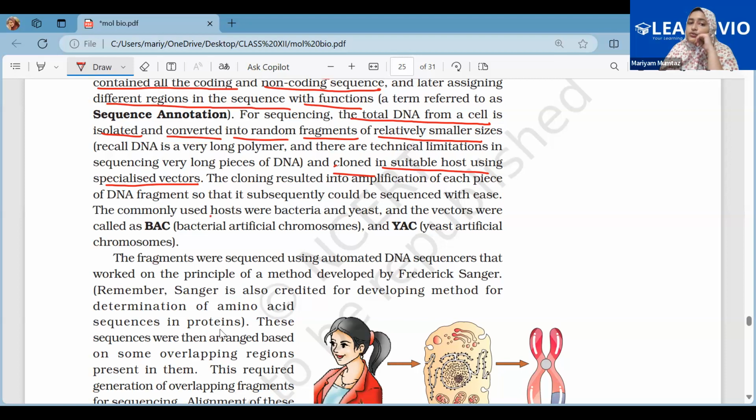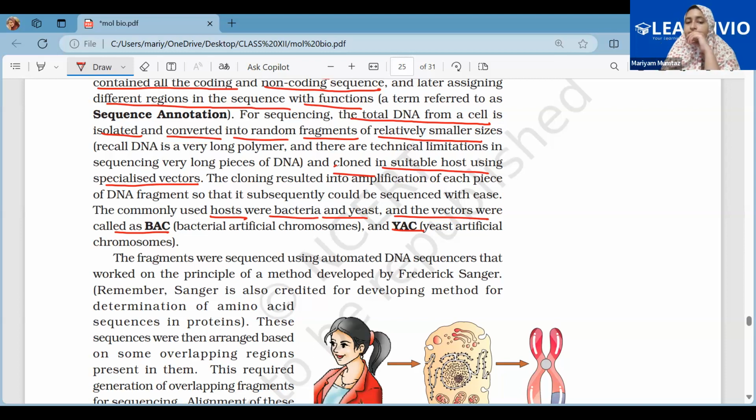The commonly used hosts were bacteria and yeast, and the vectors were the bacterial artificial chromosome and yeast artificial chromosome. See, here you are seeing many new words such as cloning, then vectors, all of these things. You will learn about this in biotechnology, when you come to that chapter. For now, as far as this chapter goes, just learn, okay, these were the vectors. Just learn that, okay, these were the hosts.